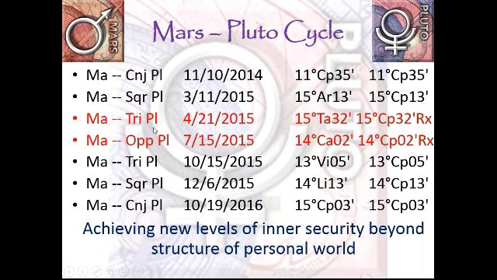I put the trines in because Mars has one trine with Pluto while it's retrograde. Red is when Pluto's retrograde. But you can see the waxing square. You can see the last quarter or waning square of Mars as well. And as we look at Mars going through at least 6 or 7, possibly 8 conjunctions with Pluto in Capricorn, 15 years, what this is achieving is new levels of inner security beyond the structure of our personal world. And this is especially true when Pluto's retrograde.